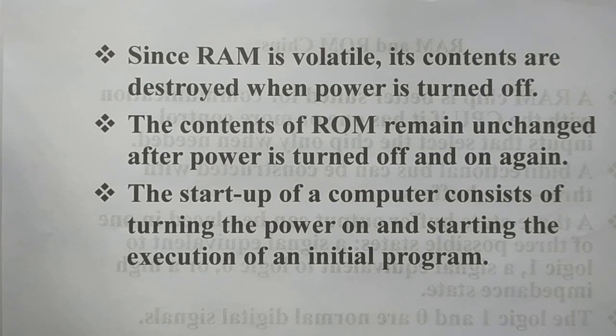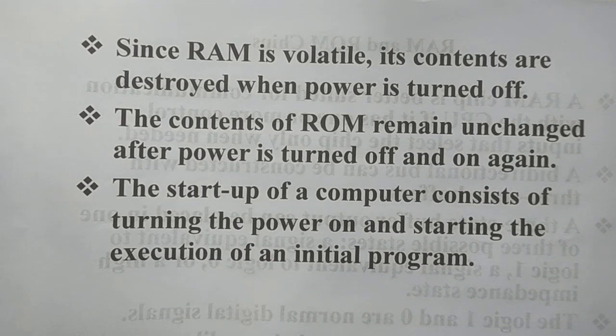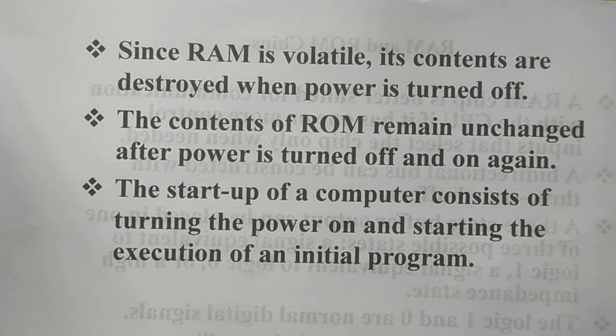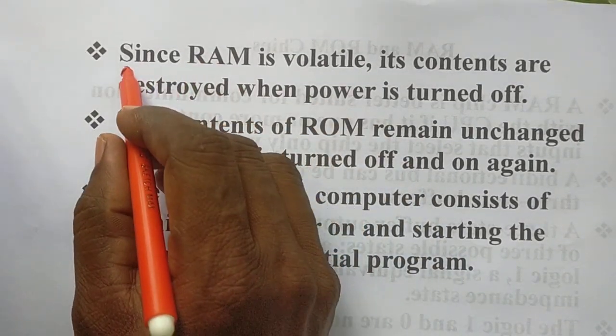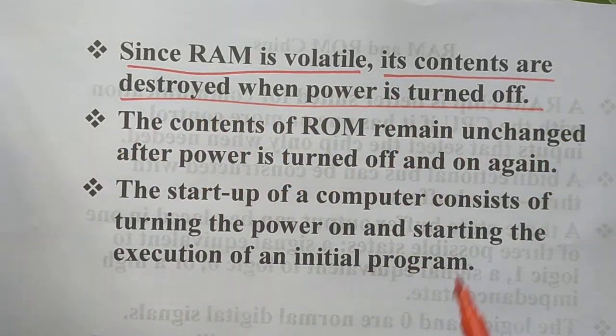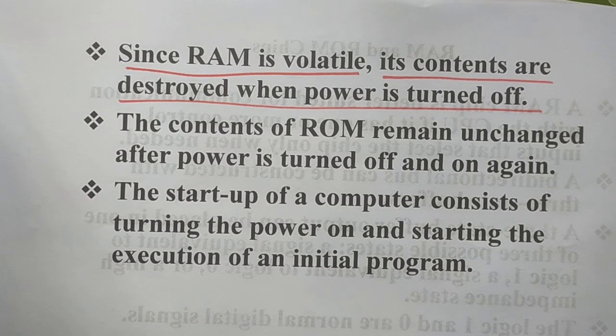If we compare RAM and ROM, two things are important: one is volatile, another is non-volatile. Volatile means data will vanish when the power is turned off. That happens with RAM. RAM is volatile, so its contents are destroyed when power is turned off. Whatever data is stored in RAM will vanish. It cannot be kept after power is gone.